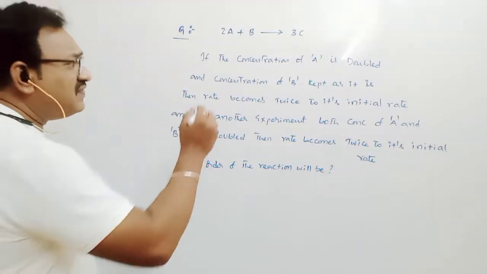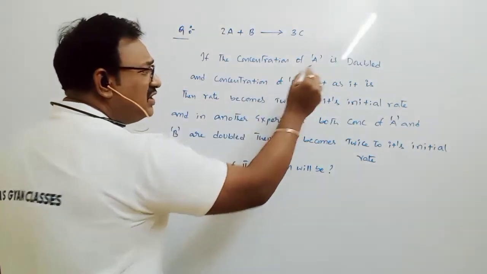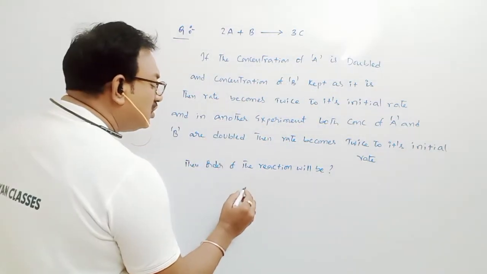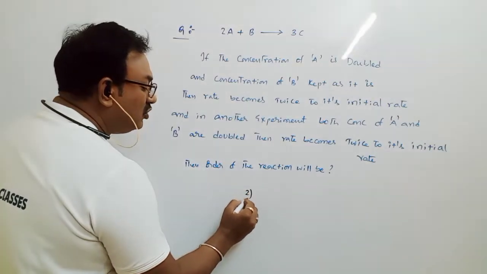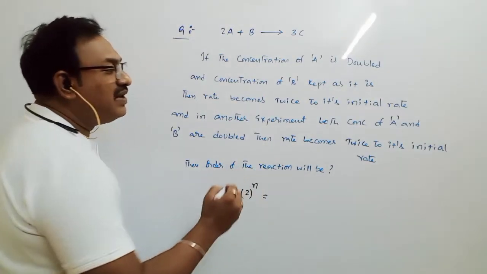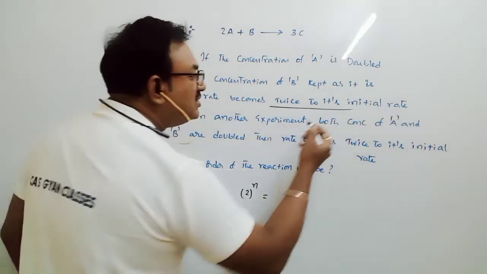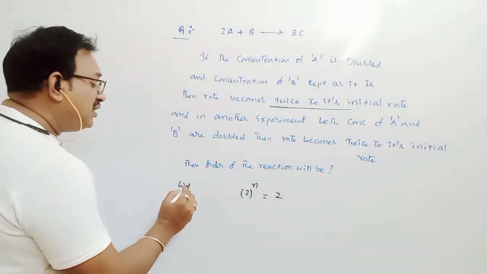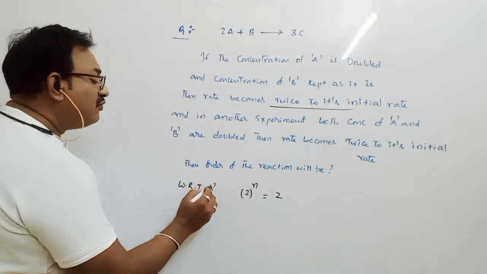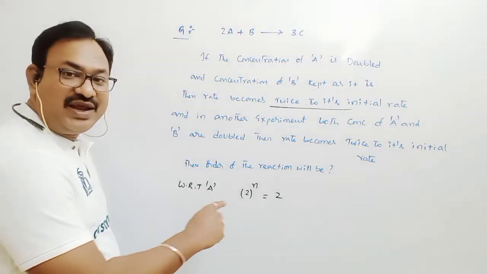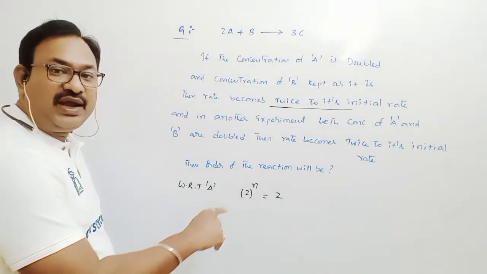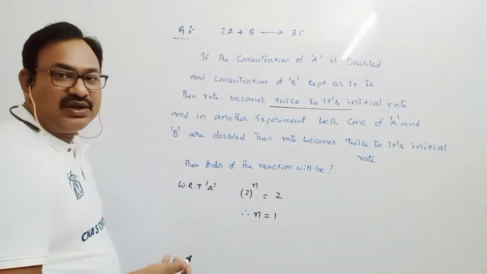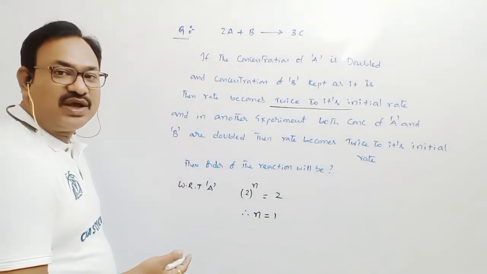So let me go through the first part. Concentration of A is doubled, B kept as it is. So concentration doubled, that means 2 power n, equal to rate becomes how many times? Twice its initial rate. So with respect to A, if you want to find order, then 2 power n equal to 2. Therefore, n is taken as 1. Order with respect to A is 1.